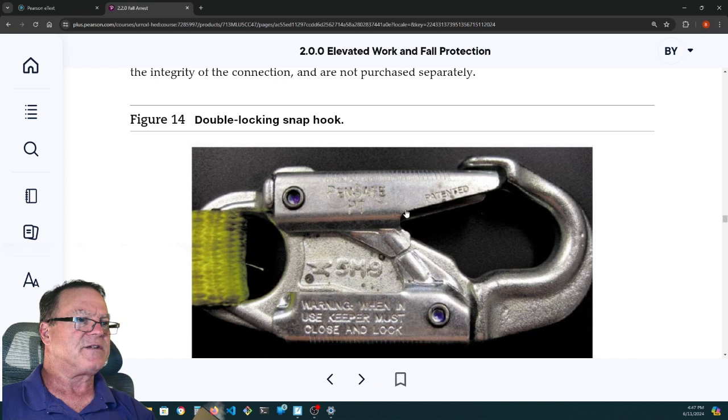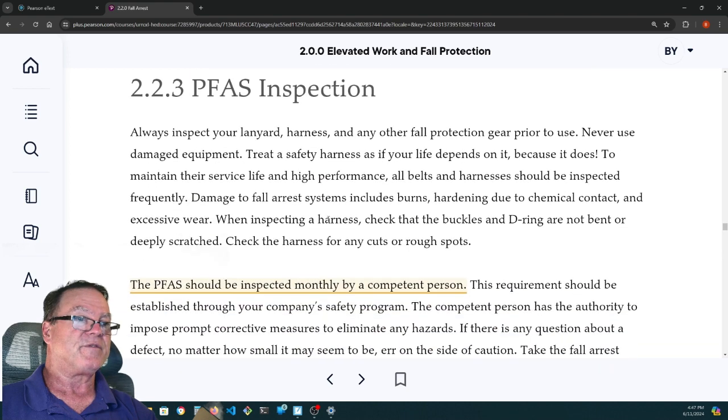And it takes two actions to open this. You can't just open it. Here's a piece on the back that has to be pushed forward. And when you push this one forward, this moves out of the way and allows the one in the front to move back. But if you don't push the one forward in the back, this one in the front will not move. It's a safety. It's a double action hook. Okay, double locking snap hook. It's for protection.